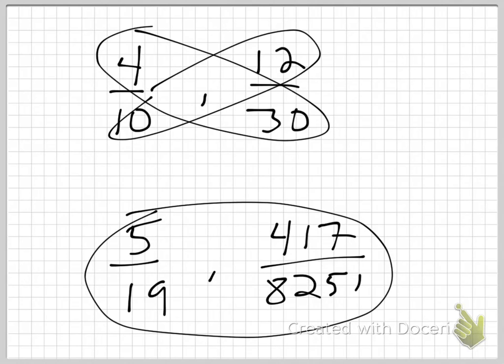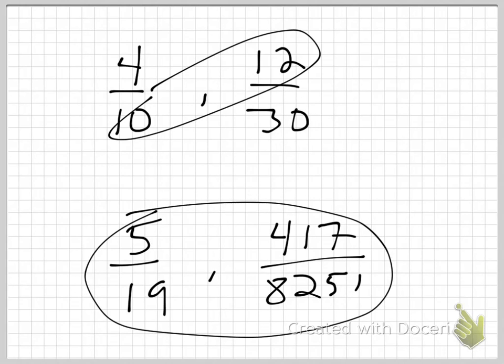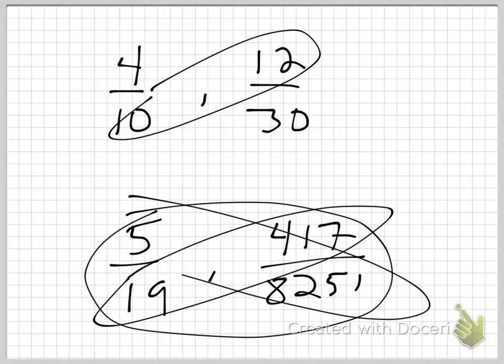So then how could I figure out whether or not these guys here form a proportion or not? What could I do? Cross multiply, right? I could multiply these two together here and multiply these two together here and see if they are equal. If they're equal, they form a proportion. If they are not equal, they don't form a proportion.